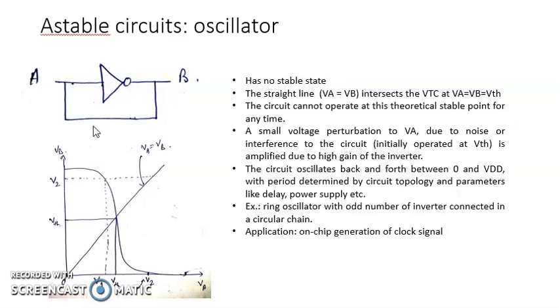Any odd number of inverters connected in this fashion in a circular loop will actually behave like a ring oscillator. And this kind of circuit is useful in generating on-chip clock signals.